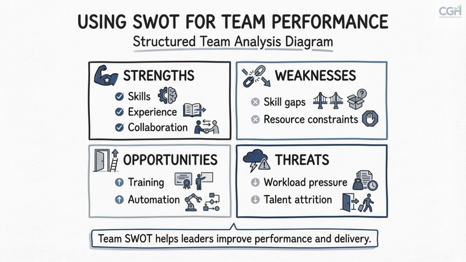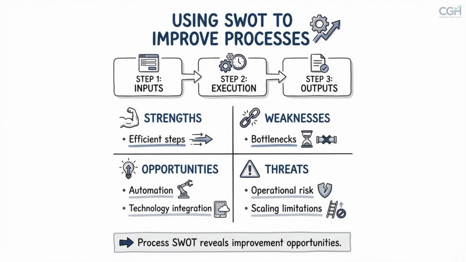What skills does the team possess? Where are the capability gaps? What opportunities exist to improve productivity? What risks could impact delivery timelines? Similarly, operations leaders can use SWOT to improve processes, identify bottlenecks, highlight automation opportunities, and anticipate operational risks. In other words, SWOT analysis is not just a strategy tool, it is a thinking framework.